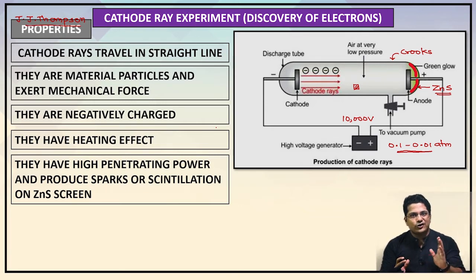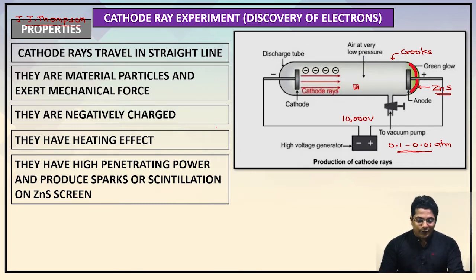Now, if the cathode ray particles are going to come, what is going to happen? First, they are going to strike the metallic anode. From this metallic anode, they would penetrate and then strike the ZnS screen. So if your particle is able to strike and you're getting a green glow, that means your particle has a very high penetrating power. And therefore you say that yes, cathode rays have very high penetrating power.